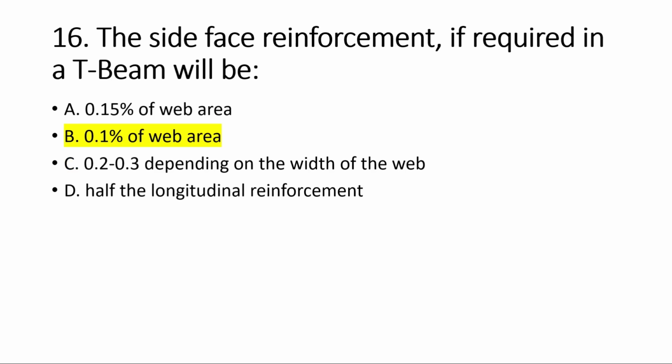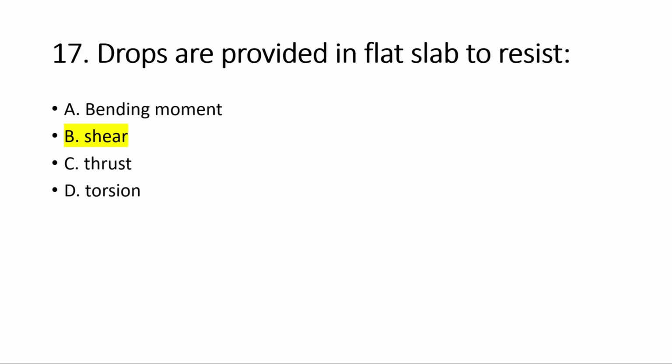The side face reinforcement, if required in a T-beam, will be... We know the side face reinforcement is required in deep beams. Okay, and it is provided as 0.1% of the total web area, and so option B is correct, and it is equally distributed on both the faces. So you have to keep in mind that the side face reinforcement of 0.1% of the web area is provided equally distributed on both the faces. So option B is correct here. Move on to the next question.